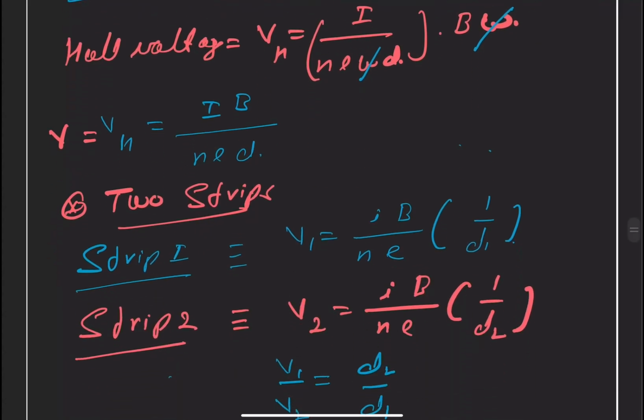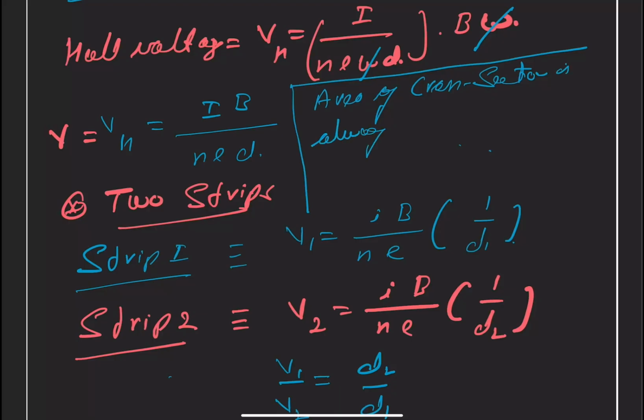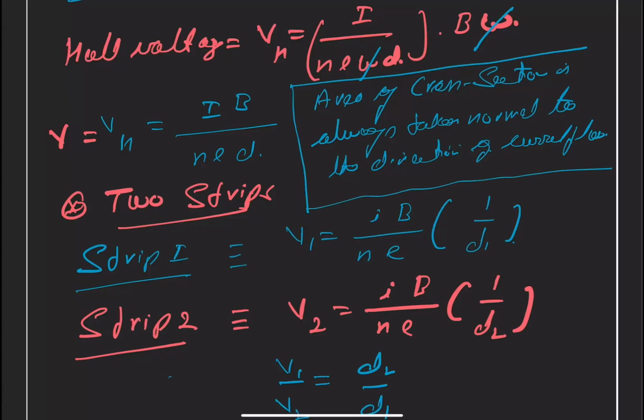Let me write it here, that area of cross section is always taken normal to the direction of current flow. Okay, this was a slight problem.